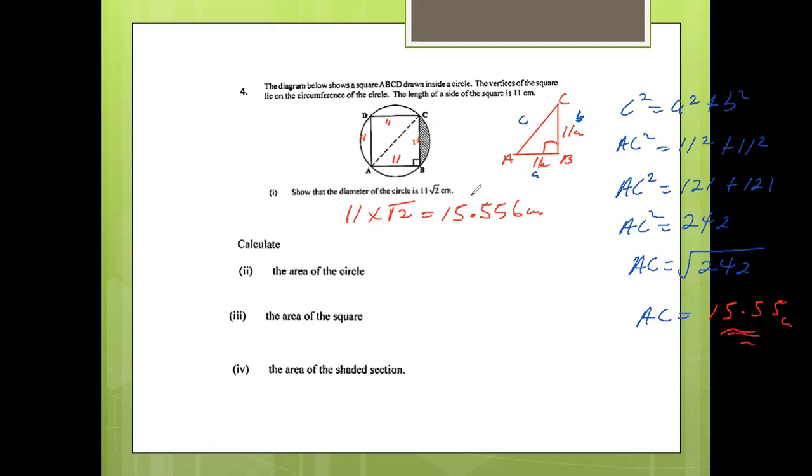Right. They say show that AC is 11 times the square root of 2. So don't worry about the square root part. Change it and work it out. Then you say that AC is equivalent to 11 times square root of 2, because you just changed it already. You check it out, you know exactly what to do. Are we clear on that? Yes, sir.